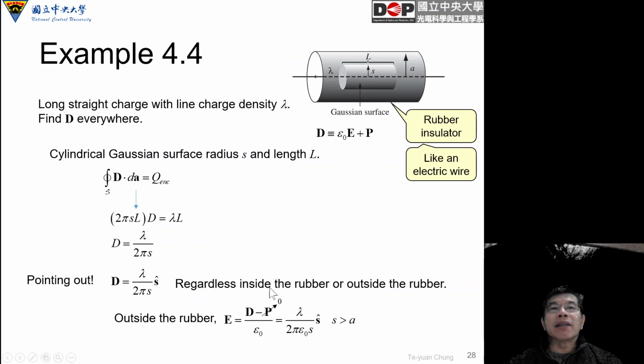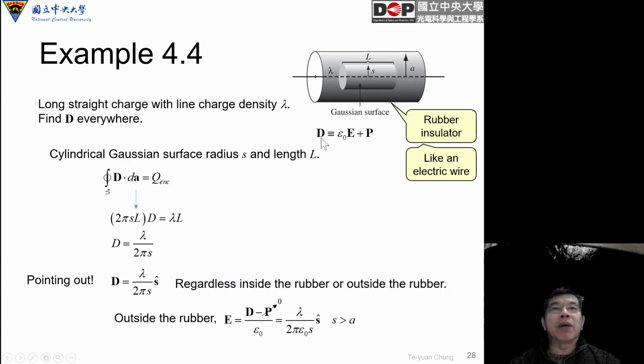So regardless of whether inside or outside the rubber, it is still the same thing. This D value remains unchanged. But if we want to know something outside the wire, we just replace it with our electric field.